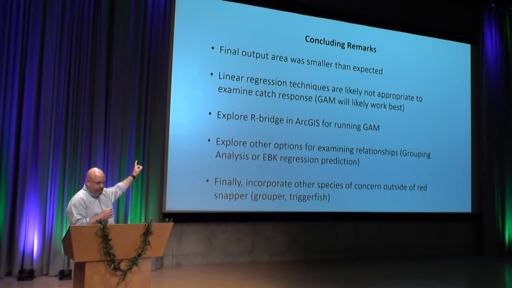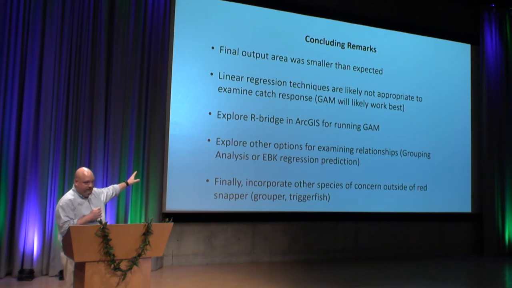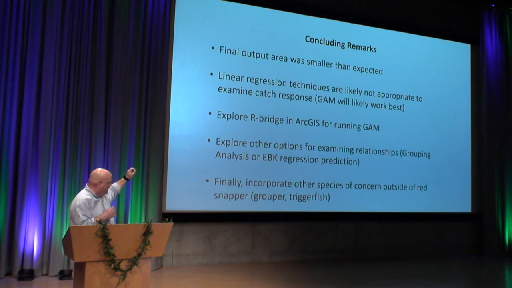Linear regression models are probably not appropriate. GAM would probably work best. And so that then feeds into exploring ArcBridge for ArcGIS to run GAM, and then also other options for relationships within the Esri toolbox, and then looking at other species. So that's it.